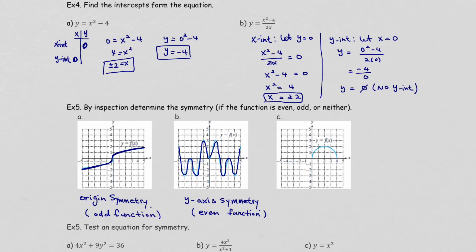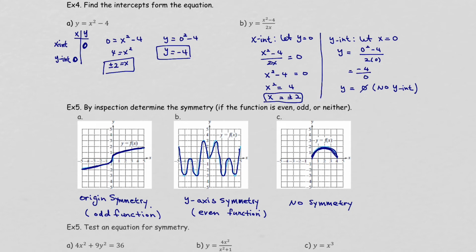What about this one? This one has a graph, a half circle, right? Half circle right here. It's just in the first quadrant, not the second, third, or fourth. So since it's not going to be matched on the other side, this is going to be no symmetry. We didn't talk about x-axis symmetry.